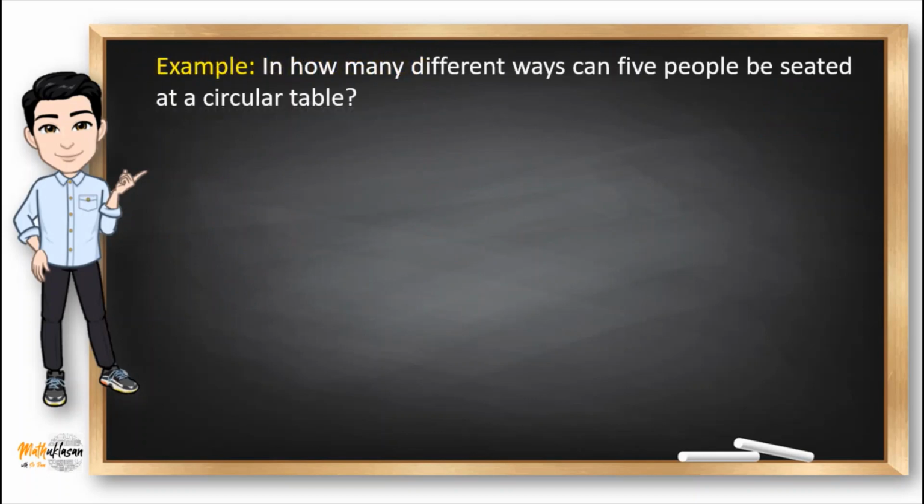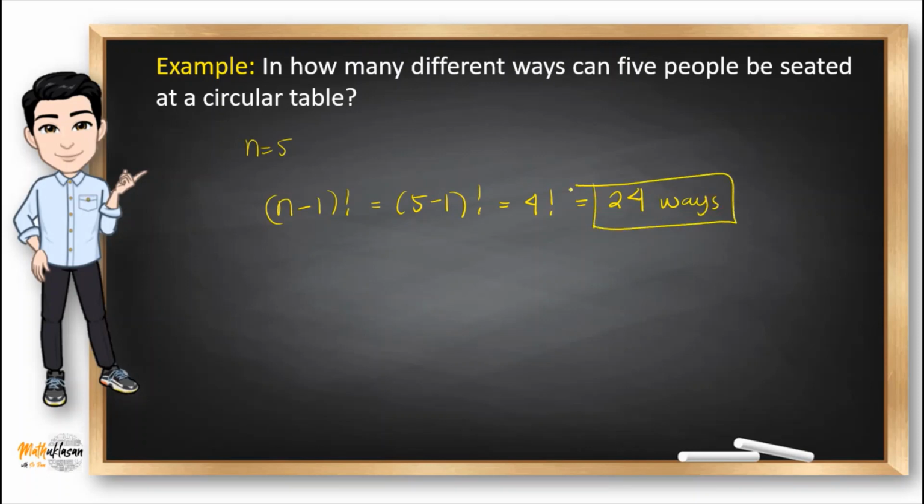Let's have an example. In how many different ways can 5 people be seated at a circular table? All right. So there are 5 people here, so n is equal to 5. And since they are arranged in a circular table, we're going to use the circular permutation rule. So n minus 1 factorial. So 5 minus 1 factorial is equal to 4 factorial, and 4 factorial is equal to 24. So there are 24 ways for us to arrange these 5 people in a circular table.